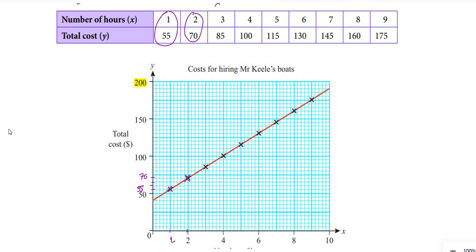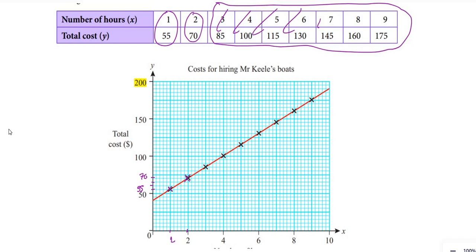Now, let's say you want to draw the graph, then you don't need all these values, because whenever you have just two values, with these two values you can graph a straight line. Okay. So with only 2 points, you can draw a straight line.